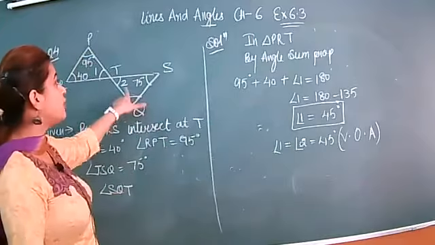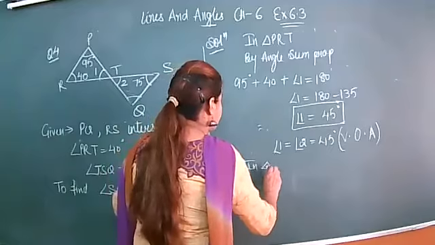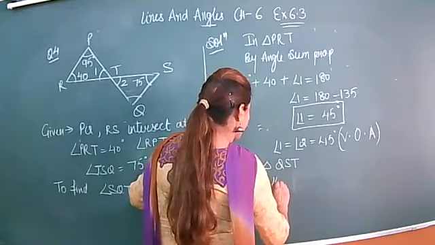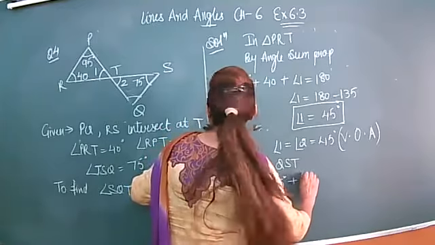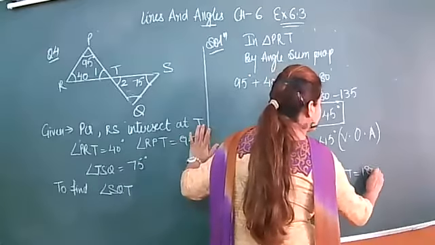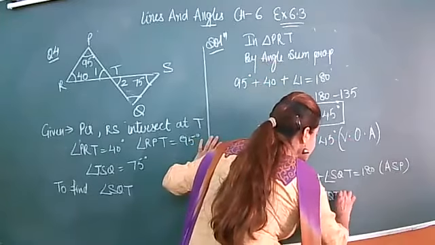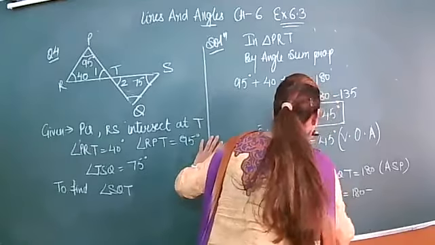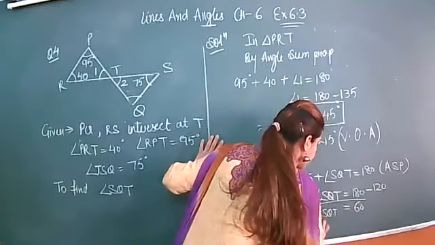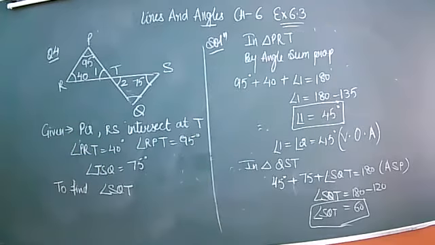So let's find this angle Q by using angle sum property in this next triangle. So in triangle QST, 45 plus 75 plus angle SQT is equal to 180, that is angle sum property. SQT is equal to 180 minus 120, that is 60 degree. Is it okay? Any doubt?